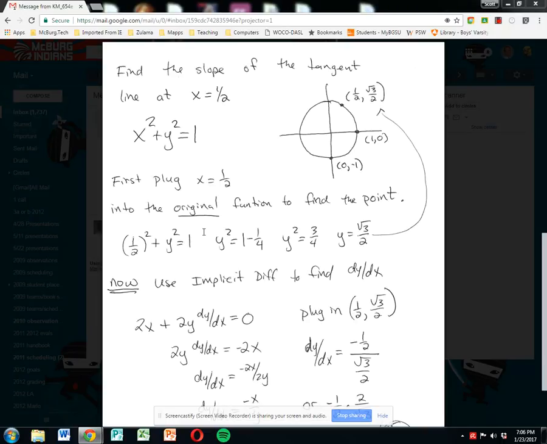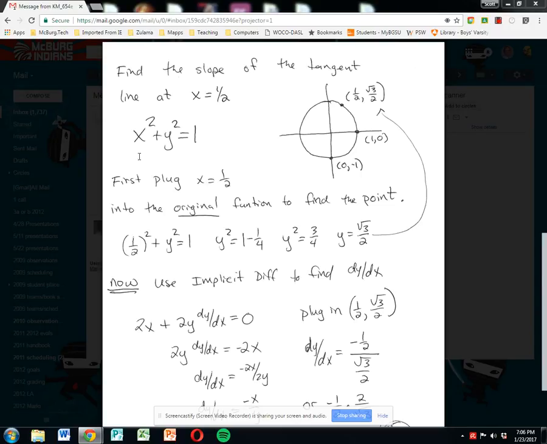We've worked with the unit circle before. Obviously, this comes up in pre-calculus when we're working with our first introduction to sine and cosine. So I decided to work with the unit circle. We've got this equation, x squared plus y squared is equal to 1. So if we're supposed to find the tangent line at the x value of 1/2, first thing we do is we plug in x is equal to 1/2 into the original equation.